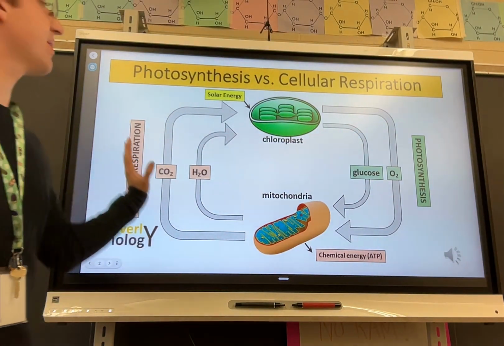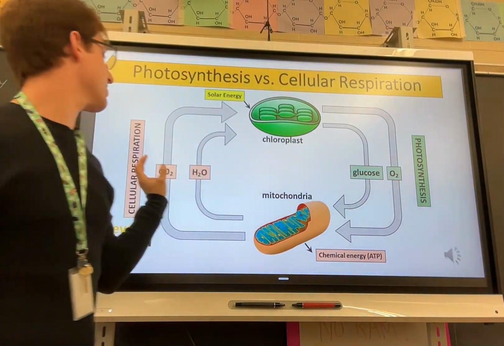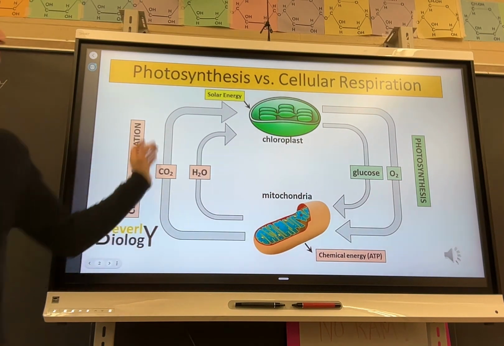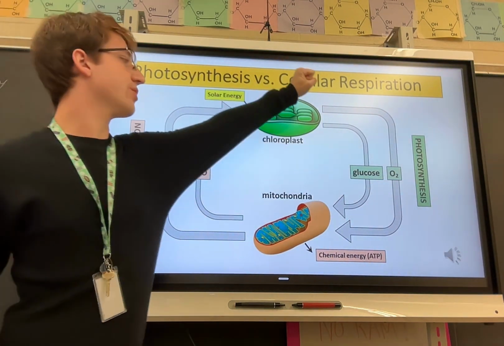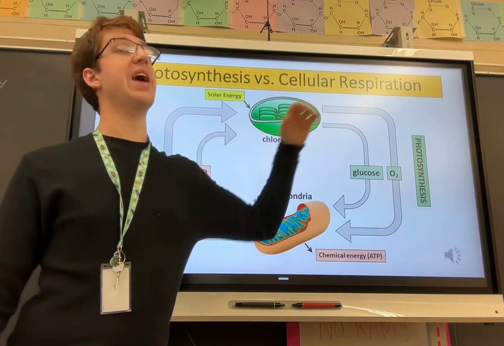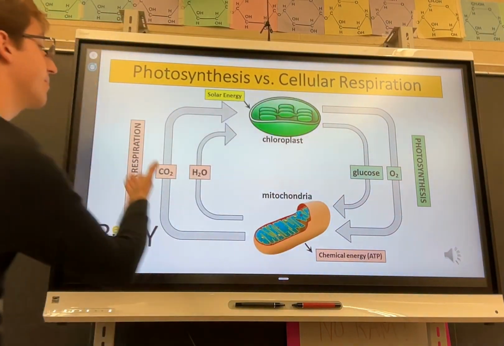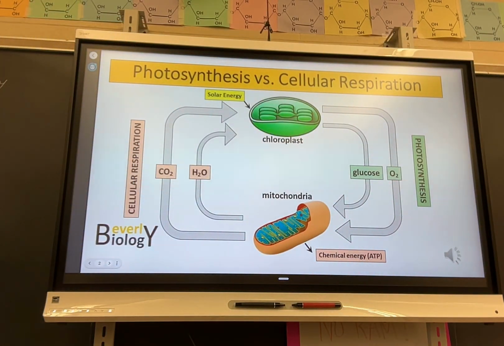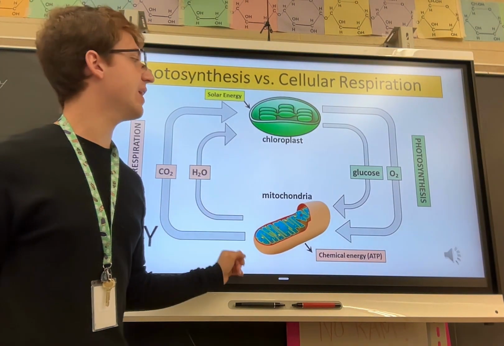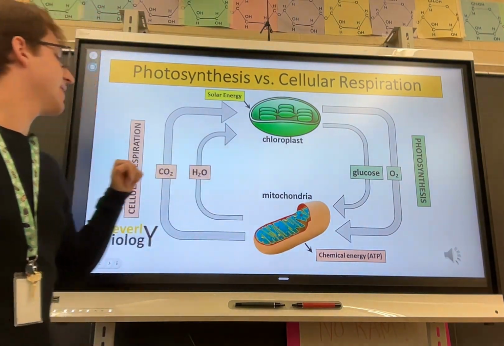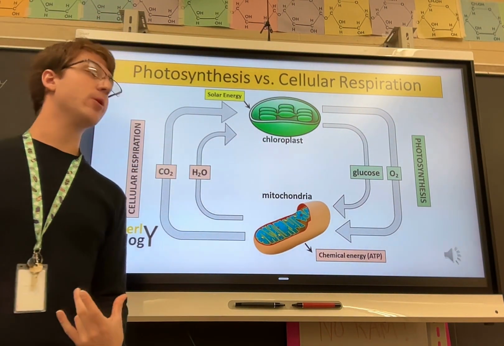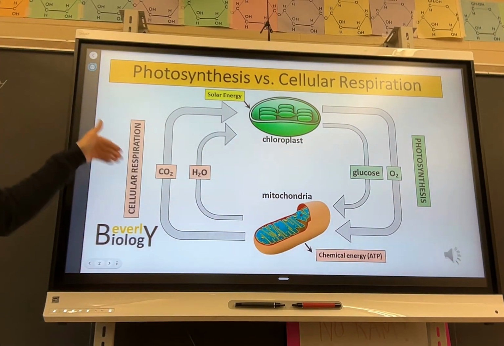So we've already talked about this half with the chloroplast. It's going to take the carbon dioxide and the water. It's going to take it in with solar energy. It's going to create glucose and O2. So now we are going to be talking about the bottom half of this graph, the mitochondria, how it takes glucose and oxygen. It's going to use that to create chemical energy and spit out carbon dioxide and water as byproducts.